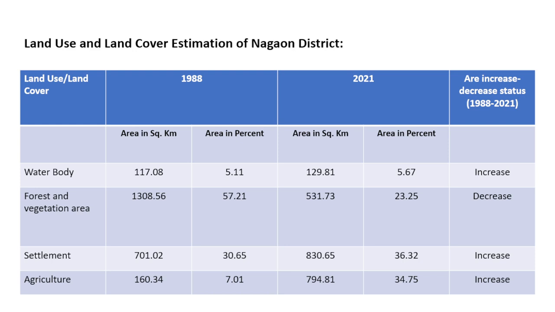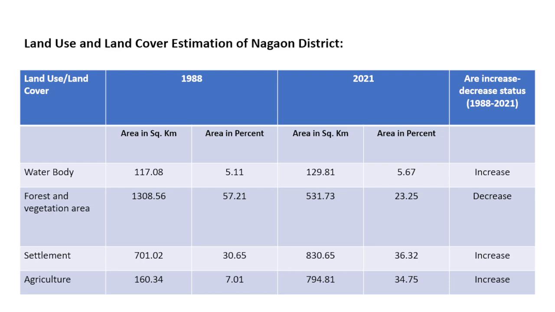In terms of water body, in 1988, water bodies occupied 117.08 square kilometers, which was 5.11% of the total land area. By 2021, this area increased to 129.81 square kilometers, accounting for 5.67% of the total area. This change indicates a slight increase in the water bodies over the years. In terms of the forest and vegetation area, the forest and vegetation area showed a significant decrease.